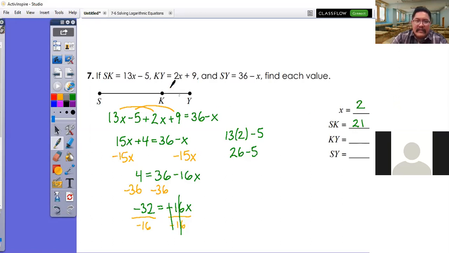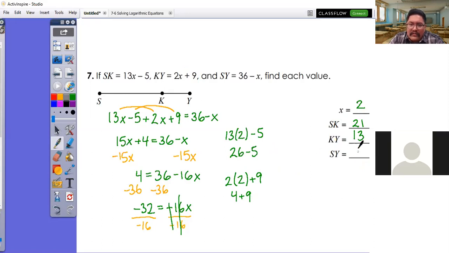And now we've got to find KY. So KY is this expression here. KY is 2x plus 9. But again, we know that x is 2, so I'm going to go ahead and put that in there. So 2 times 2 is 4 plus 9, and that would be 13.